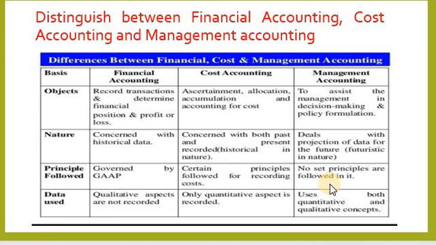That is enough. Okay, let's go to data used. What type of data is used in these three departments? In financial accounting, they don't use any qualitative data. That means qualitative aspects are not recorded, only quantitative. Here, only the quantitative aspect is recorded in cost accounting. But in management accounting, both are used, that means they accept qualitative and quantitative concepts. That is the data used among all these departments.